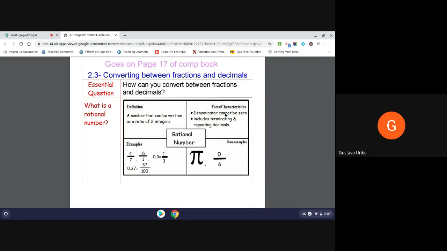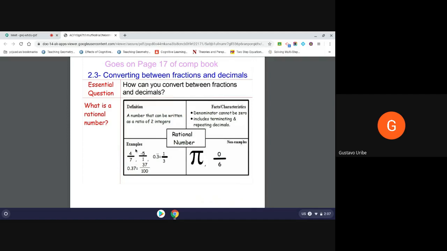Facts, characteristics. The denominator cannot be 0. So if it is a fraction, your denominator cannot be 0. And it includes terminating and repeating decimals. So terminating decimals means a decimal that ends. Repeating decimal is a decimal that never ends.